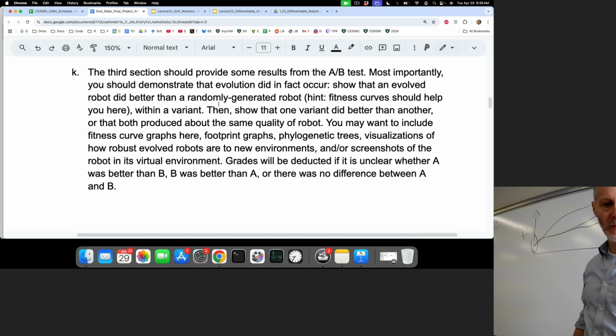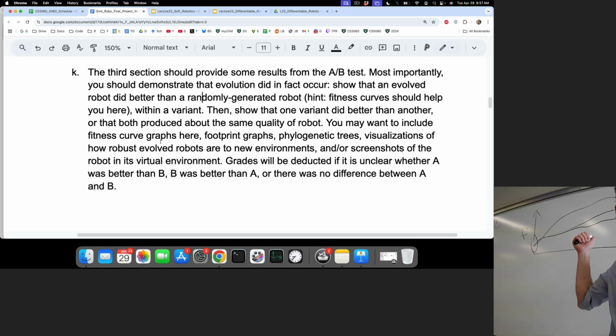Then we're looking to see, then show that one variant did better than another, or that both produced about the same quality of robot. So again, you might want to show us the fitness averages at the end among all your runs of A and all your runs of B, and hopefully there's a clear difference. Even if there isn't, there should be enough curves for us to see that there clearly isn't any difference.